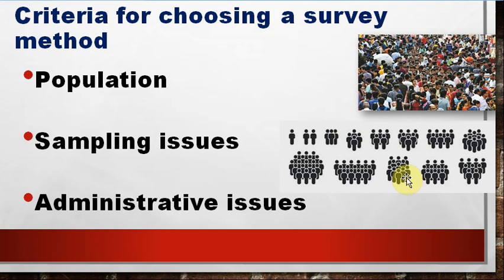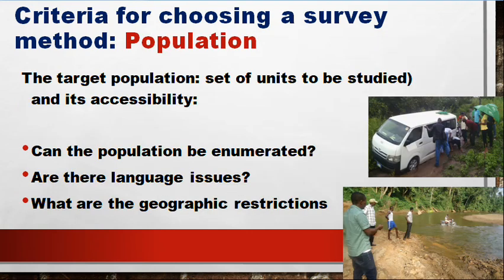And then the other consideration given in selecting your survey has to do with administrative issues. So we'll look at these three issues now, and that will be all in this class. The first is the issue of population. The target population, of course, has to do with the set of units to be studied. That's the target population: the set of units to be studied.